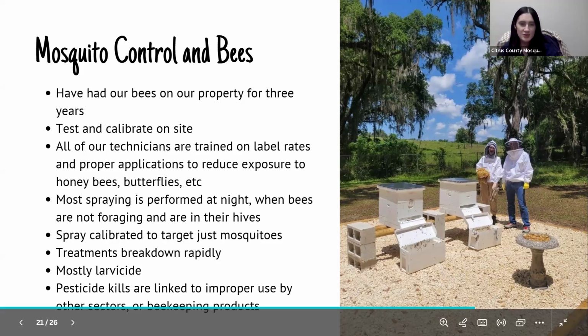All of our technicians are also trained on label rates for our pesticide products and proper applications to reduce any exposure to things like honeybees, butterflies, moths. The spraying that we do is actually performed at night, most of it, when bees are not foraging and they're hunkered down in their hives for the night. They're not going out, getting into contact with the spray, or visiting flowers and getting any spray that could be deposited on the plants.